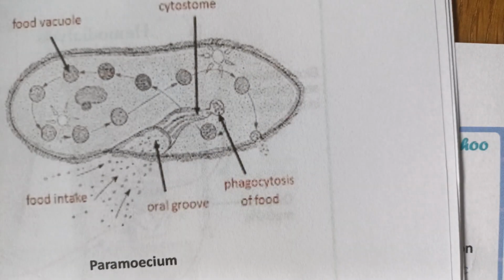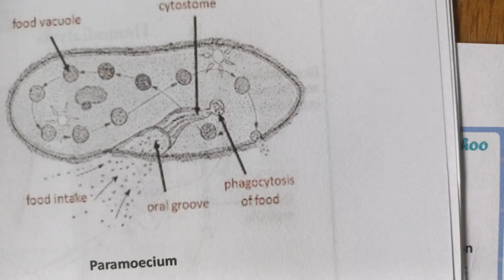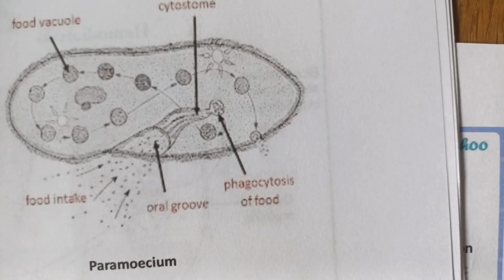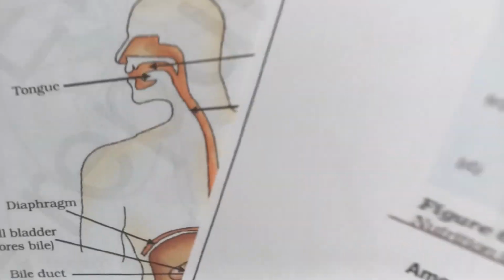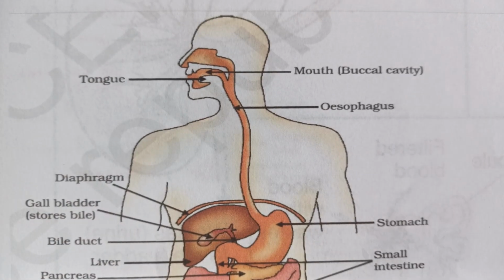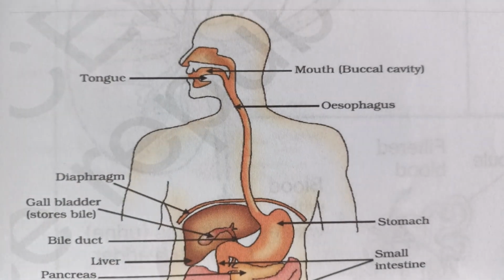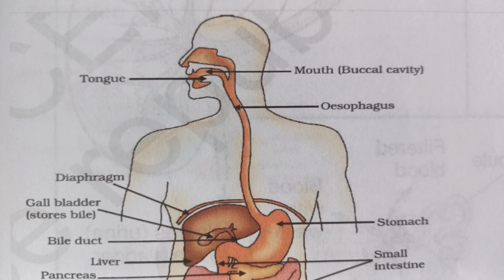So that is how unicellular organisms carry out their nutrition. So we've seen two examples, amoeba and paramecium. Now let's look at human nutrition, and that's very important for us. For this, I'm going to discuss whatever is given in your CBSE book.